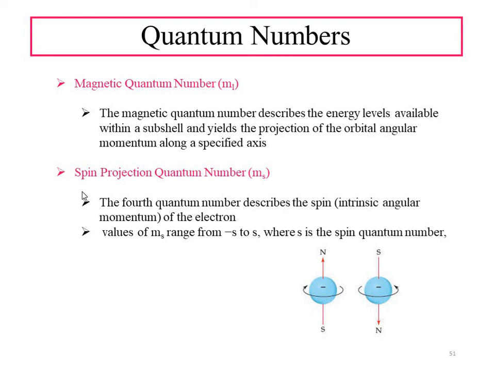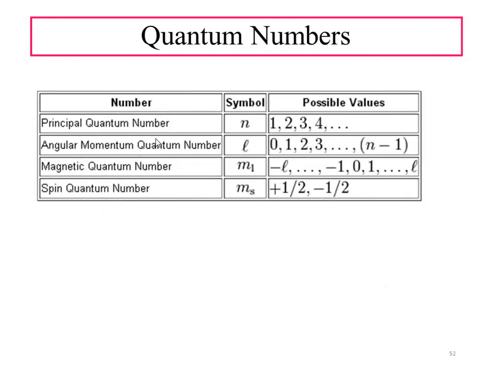The last one is the spin projection quantum number. As I told before, there are 2 directions in which an electron can rotate. That is known as the spin of an electron. The spin information can be obtained from the spin projection quantum number, known as ms. The value ranges from minus s to s. So these are the 4 quantum numbers.